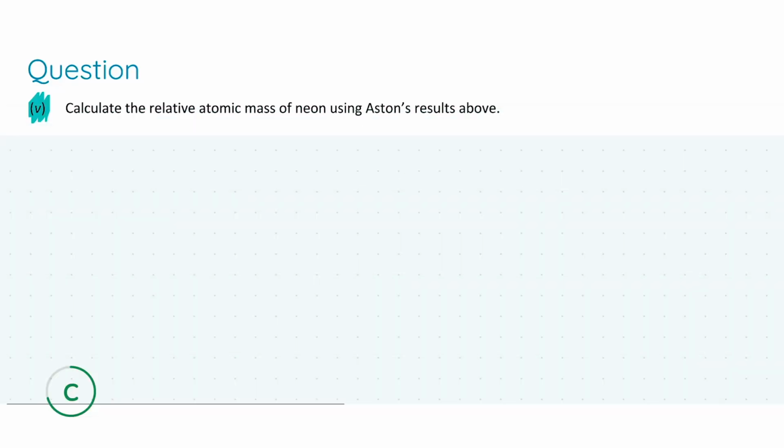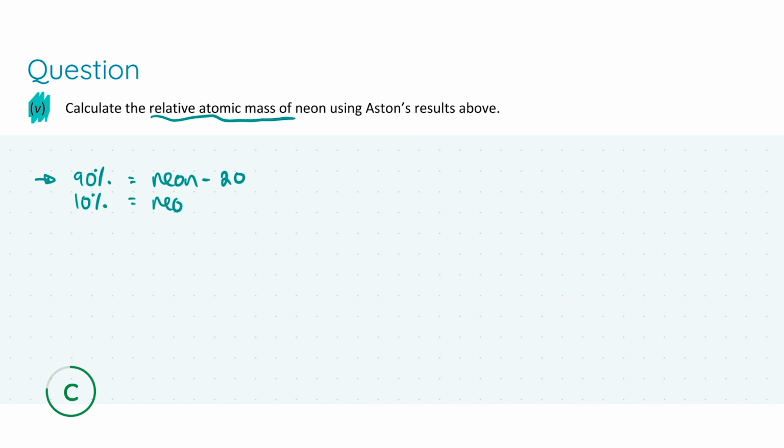In part 5 here, we are asked to calculate the relative atomic mass of neon using Aston's results from above. Basically what this means is that we need to use the information given to us in the paragraph above to find our relative atomic mass. Just to paraphrase the big paragraph, he found that 90% were equal to neon 20, and the remainder, so that would be 10%, were equal to neon 22.